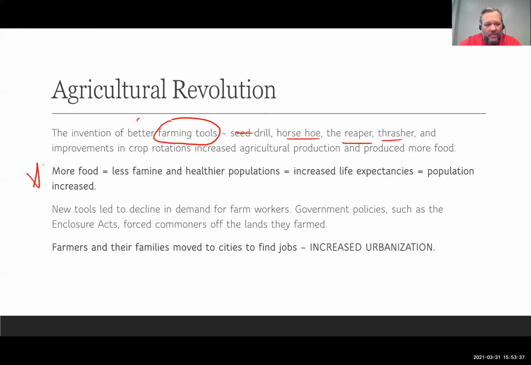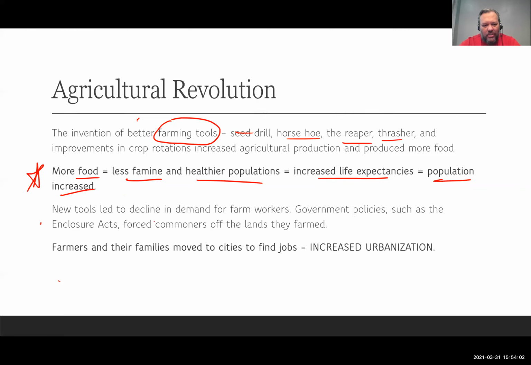And so take special note of this. More food means there's less famine and healthier populations, increased life expectancy. And so we start to see the population increase a bunch. Okay, and so as part of the industrial and agricultural revolution, we have more food, a healthier population, and an increase in population itself.